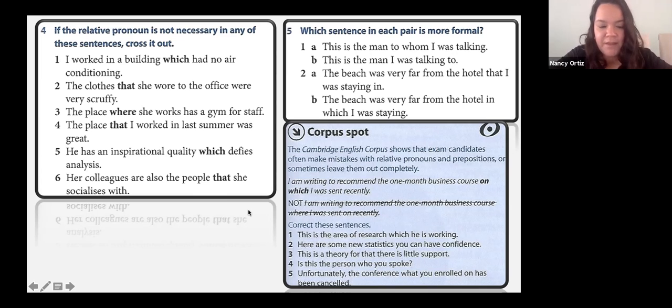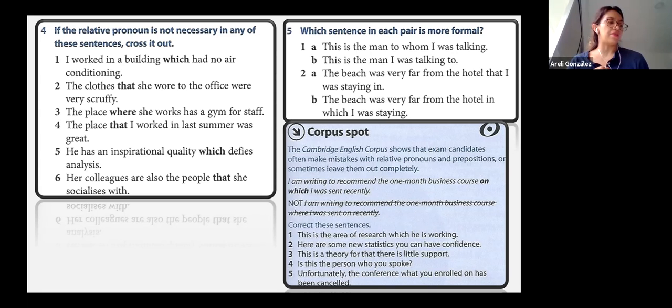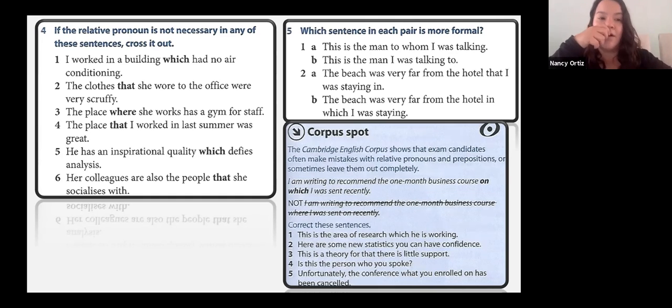Number one: this is the area of research which he's working. I wrote, this is the area of research on which he is working. Exactly, correct. On which he's working. Excellent, okay. Number two.